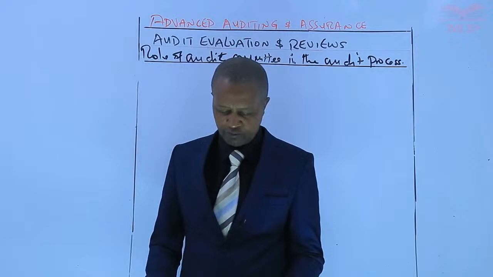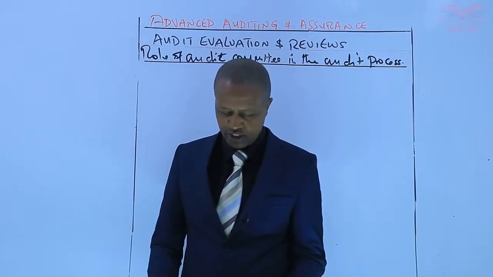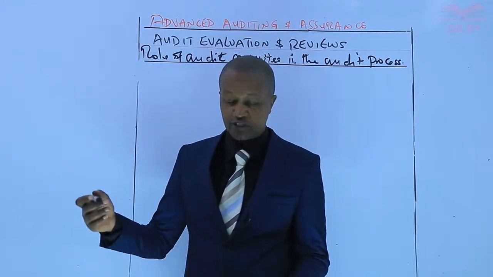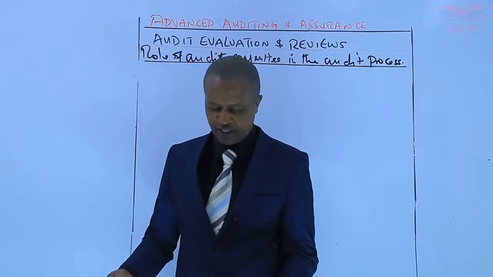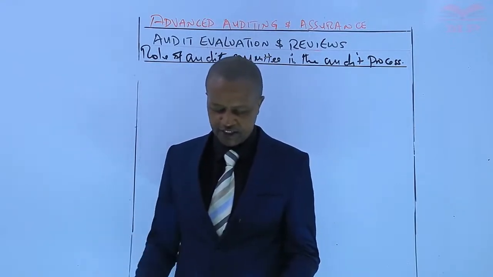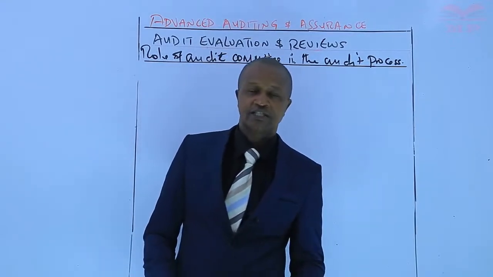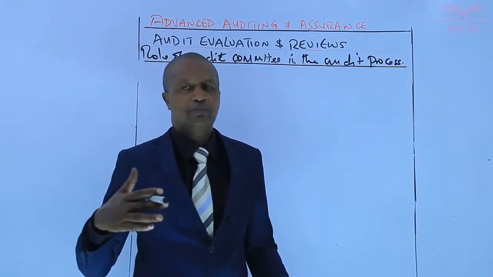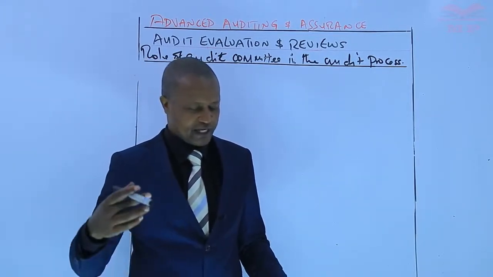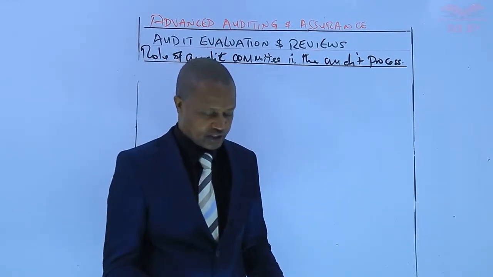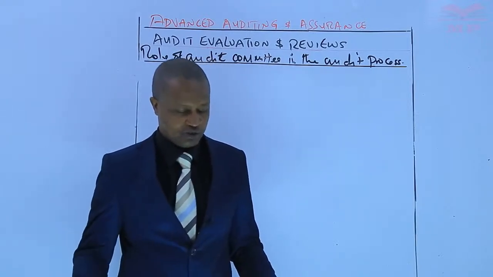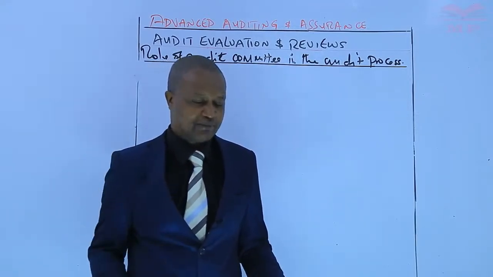Number 2, audit of banks and non-banking institutions. Number 3, audit of general insurance companies. Number 4, we covered the audit of cooperative societies. Number 5, we did the points to consider when auditing the taxation laws. In our last session, we looked at other special audit assignments.